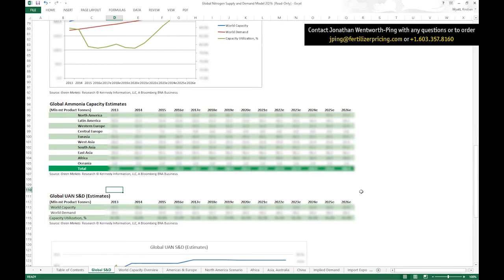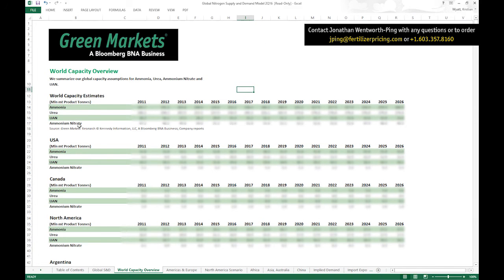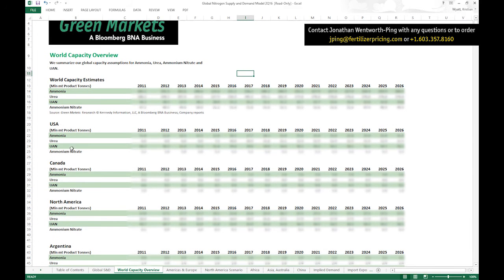Okay, some capacity numbers. Again, this is top line numbers by country, and again broken out by product as well. Ammonia, urea, UAN, and also AN is here as well. History back to 2011 with a forecast up to 2026. This is all taken from the data that's further up in the chart here. I'll flick through it quickly, but as you can see, each producing country is covered.